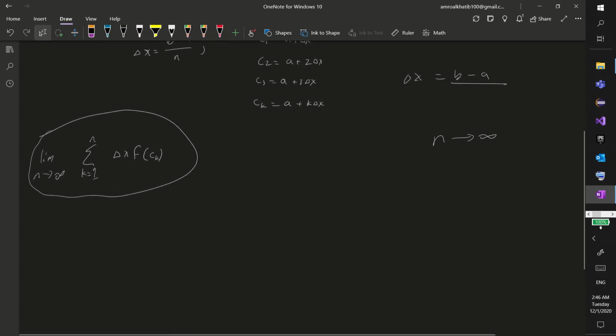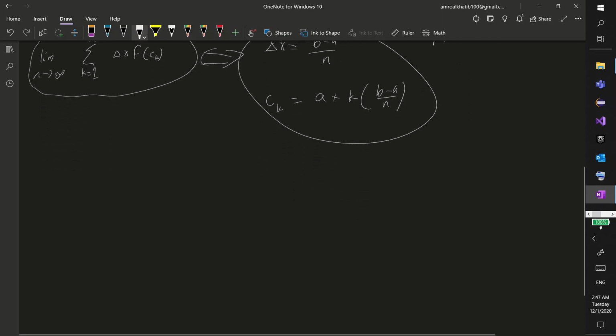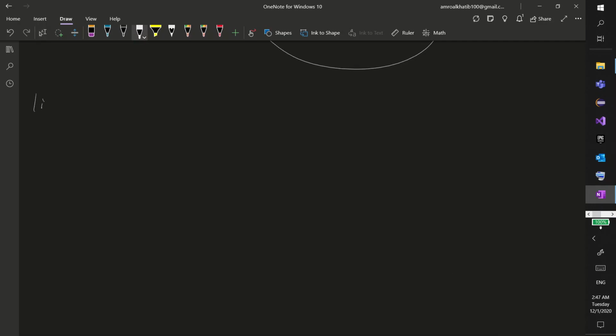And if you were to expand this formula, as I said, delta x is just b minus a over n, and ck is just a plus k delta x, and delta x is just b minus a over n. You just found the Riemann sum, and that's where the formula comes from. Now, let's use the Riemann sum in a question. How about that?